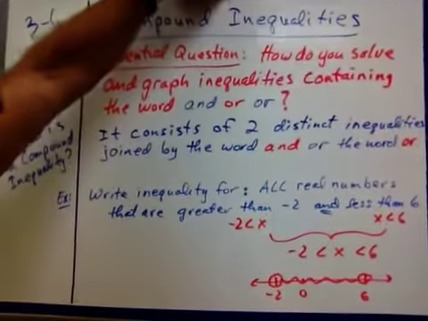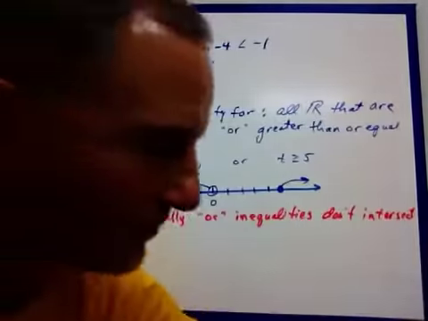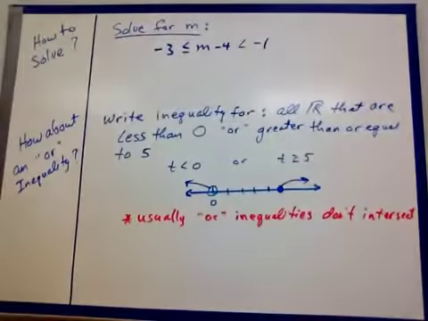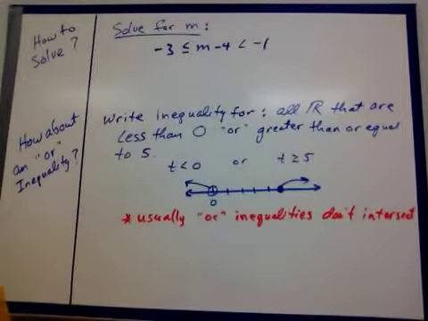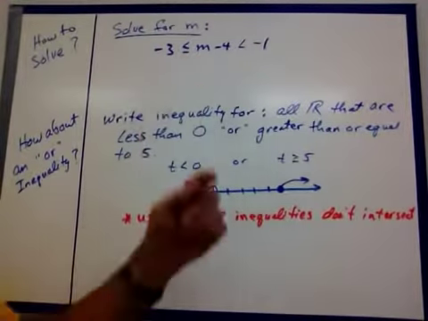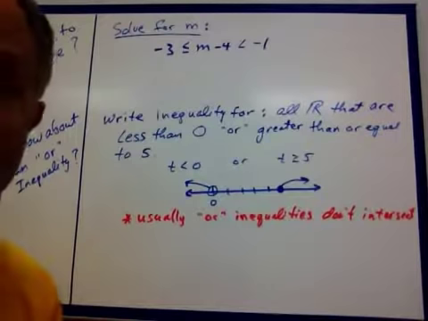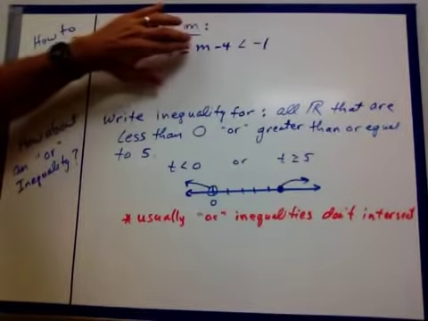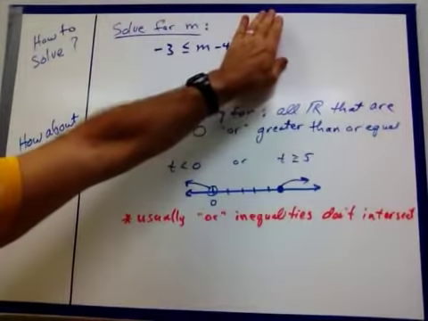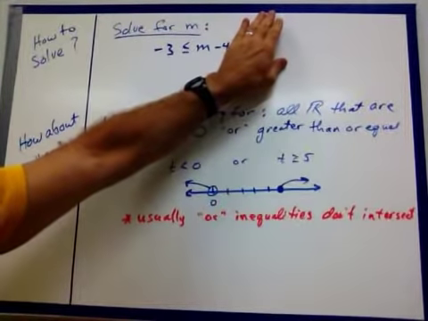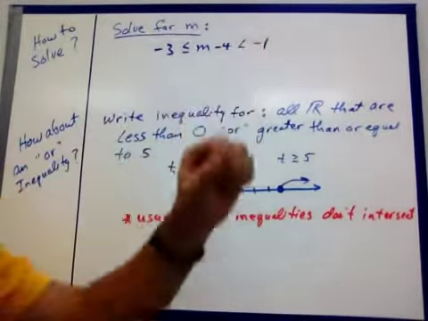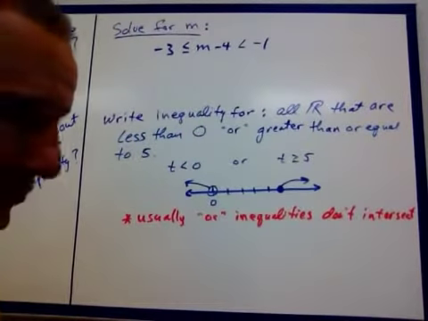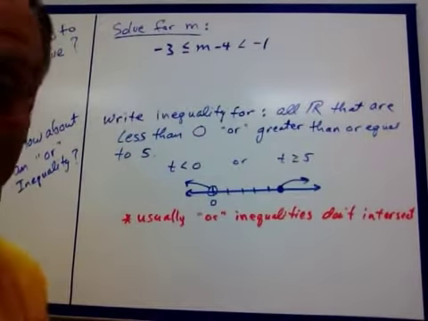So how does that look in a problem? Let's take a look here. Solve for m. -3 is less than or equal to m minus 4, which is less than -1. What this really is, is the inequality m minus 4 less than -1, and -3 is less than or equal to m minus 4. We just write them together in a compound form, and you can do it this way with an and.